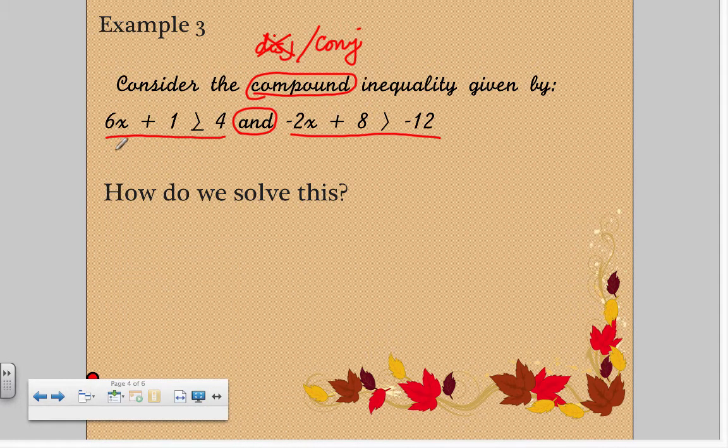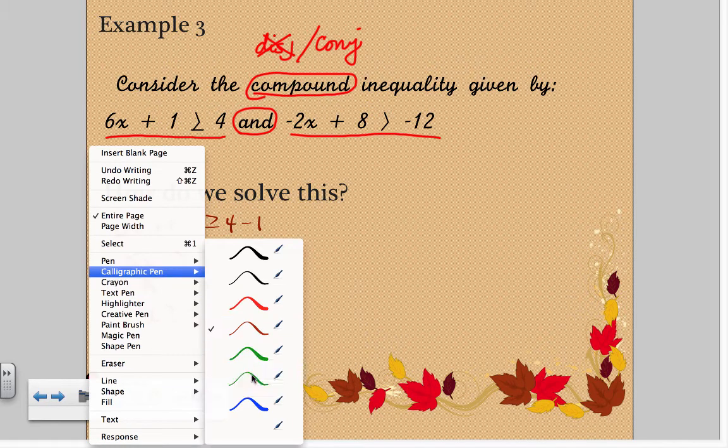So I'm going to take this first one right here. 6x plus 1 greater than or equal to 4. 6x. If I inverse operation that to the other side, it becomes 3. Inverse operation multiplication. Careful here. This answer is 1/2, not 2.